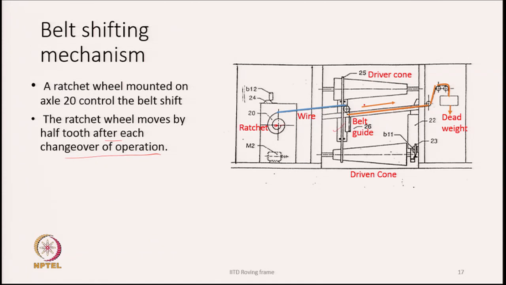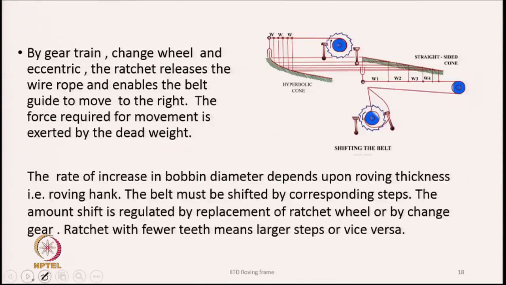is here, and then the dead weight, which is hanging here, is constantly trying to pull the belt guide. Now, what happens is, by the gear train, change wheel and eccentric, the ratchet releases the wire rope and enables the belt guide to move to the right hand side. The force required for this movement is exerted by the dead weight that we have seen earlier.